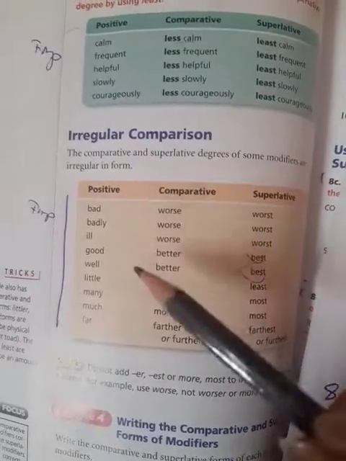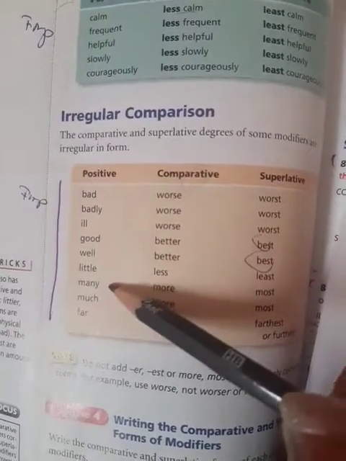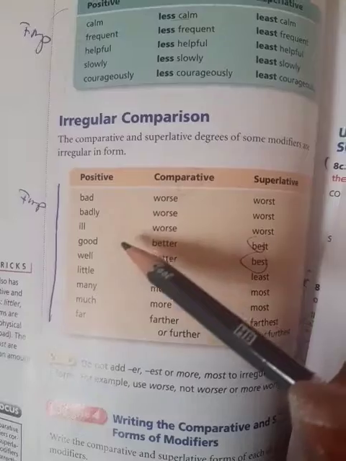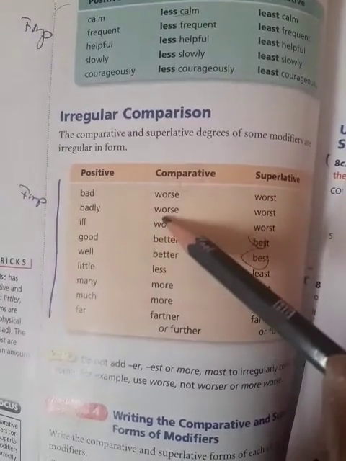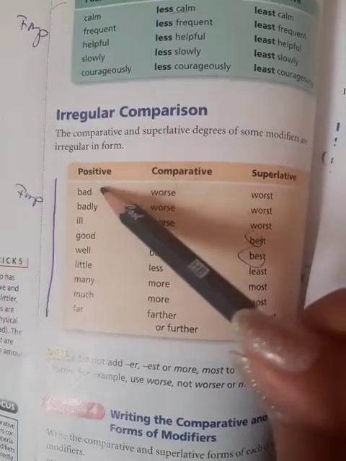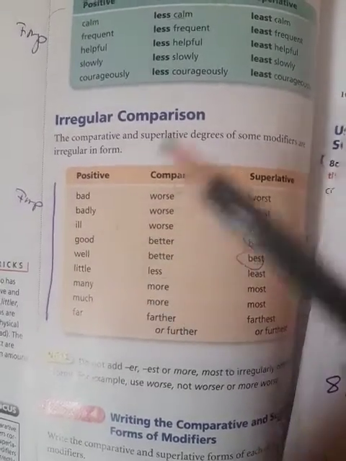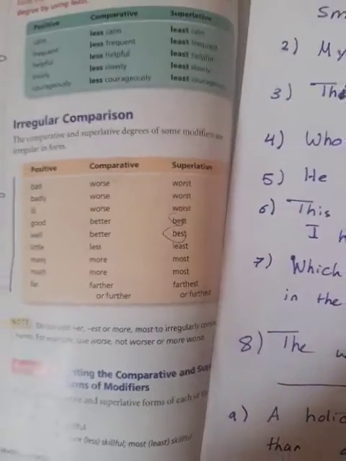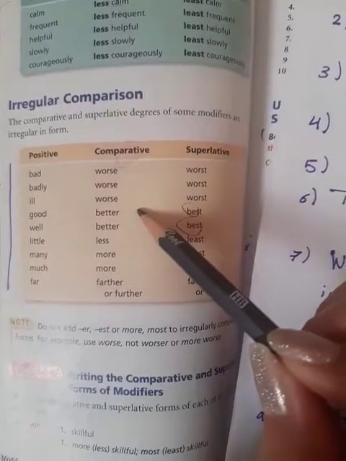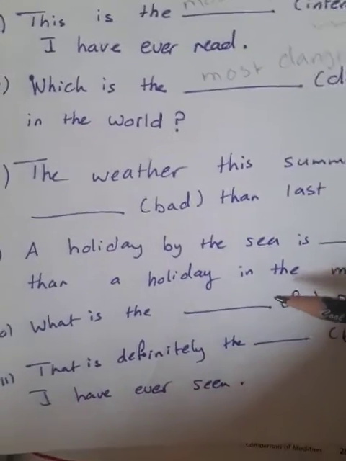Okay, and so on. So guys, you have to study these words. You can't add er, est, more, or most. Okay, so you have to study that. You can change bad into worse, and you can change bad into worst in superlative. Okay, so just I want you to focus on this chart. And then I want to show you this paper here.